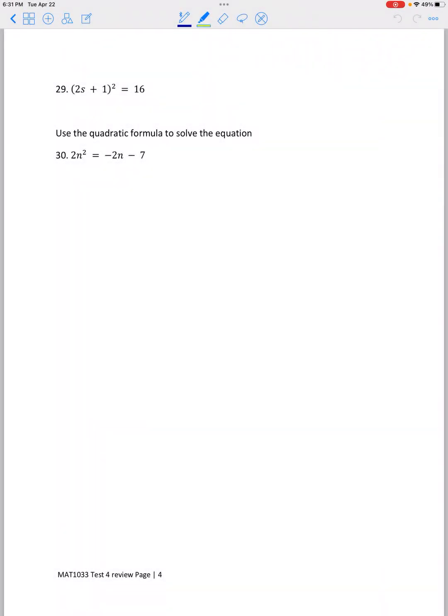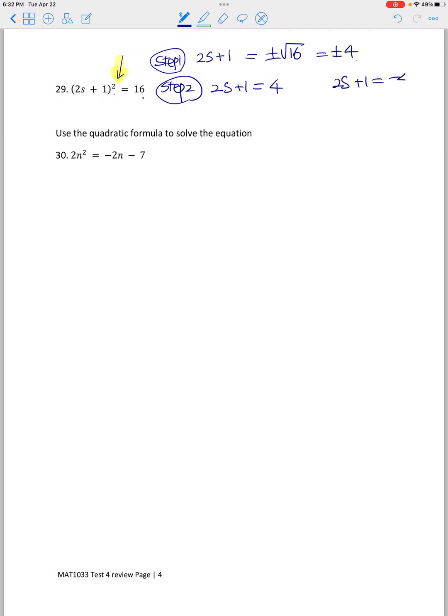29. So I'm going to do exactly the same thing as I did on previous pages. When I remove this one, I get a plus minus sign for this. So I get 2s plus 1 is equal to plus minus radical 16, which means I have two expressions. One is equal to 4, right? The other one is equal to negative 4.